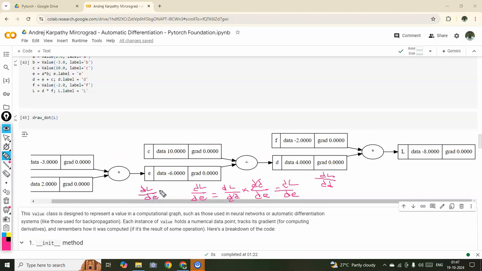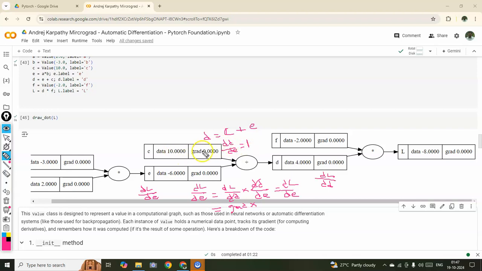Okay, so if you use dL/dE, we already know dL/dD, the gradient. Now we need dD/dE. D is equal to C plus E, so dD/dE is equal to always 1.